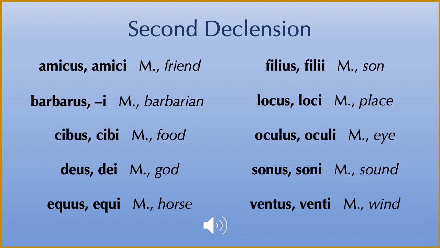Many words in Latin are second declension. Here are some of the most common. Amicus, amici, a friend. Barbarus, barbari, a barbarian. Cibus, cibi, food. Deus, dei, God. Equus, equi, a horse. Filius, filii, son. Locus, loci, place. Oculus, oculi, an eye. Sonus, soni, a sound. And ventus, venti, the wind.